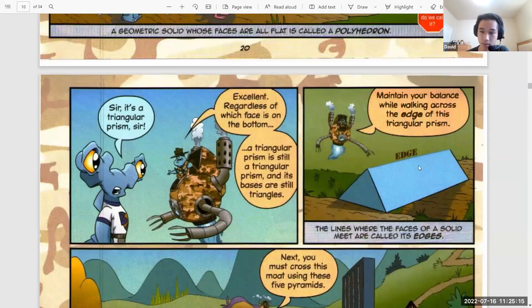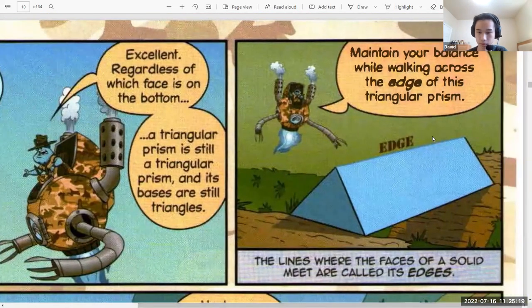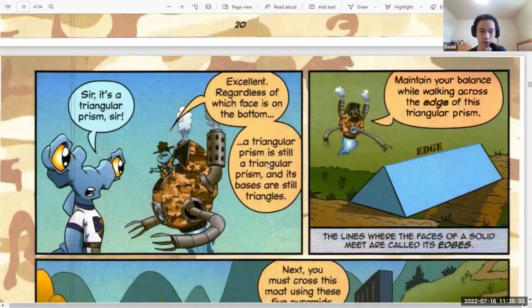So for a vertex, back on this triangular prism, maybe let me zoom in a little, it would be this edge meets this edge meets this edge. So this point right here. So basically corners, if you think about it, are vertexes. Yes, just another fancy word.